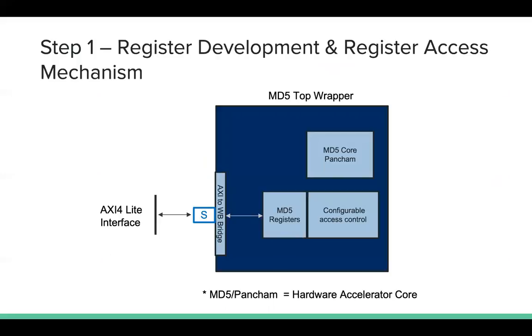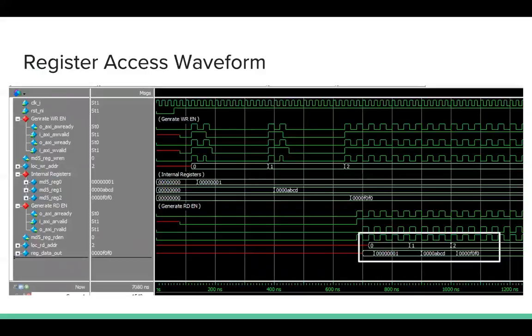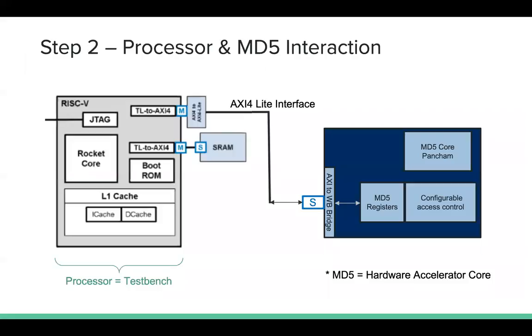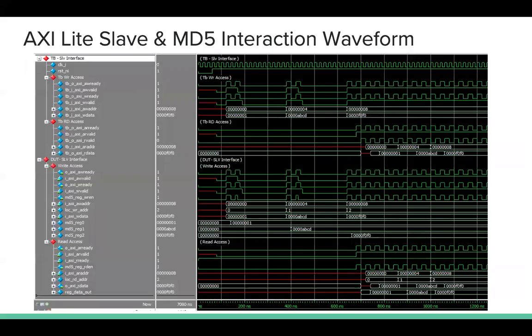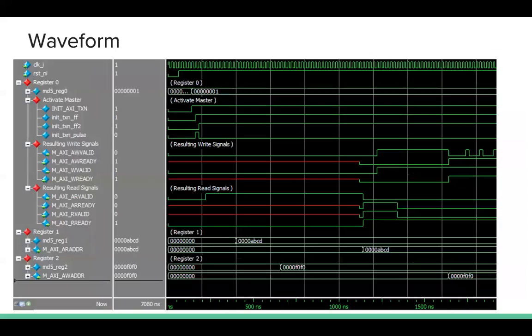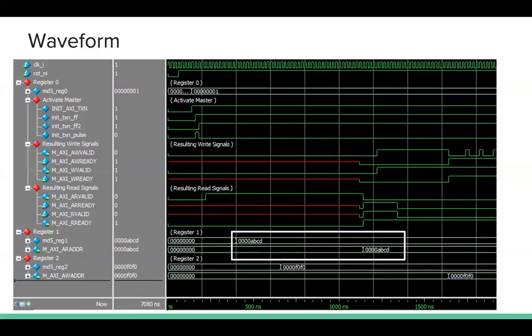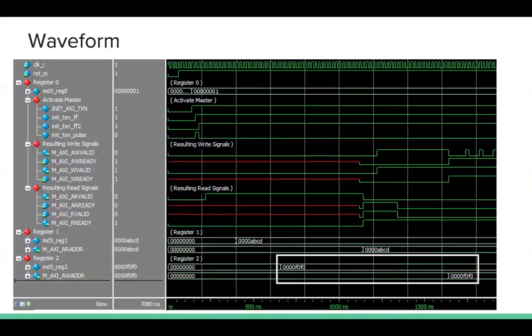So the first step was register development and the register access mechanism. We see here that these registers are successfully written by the slave interface. Reg 0, 1, 2 having addresses 0, 1, 2 and data 1, ABCD and F0F0 respectively. We see how the test bench drives the slave interface to configure these registers and then further reads the value from the slave to check whether it is configured correctly or not. The next step is AXI master development and master activation. We can see that Reg 0 is 1, so the master is activated and it further reads register 1 and 2 to know the source and destination address.